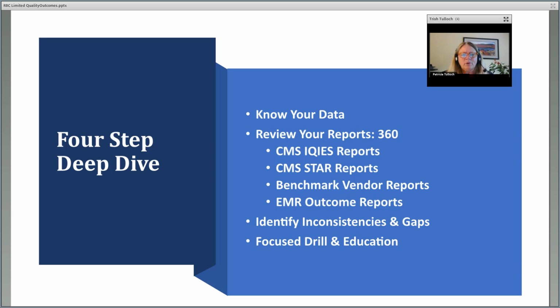How are your outcomes? Do your quality outcomes and your STAR initiative, do they represent the quality of care you provide? So this 4-step process is pretty easy. You've all done it before, but I want to show you a few tips that might be helpful to you. First of all, know your data. Be able to do your data analysis. So take a step back and do a 360 on all of your reports.